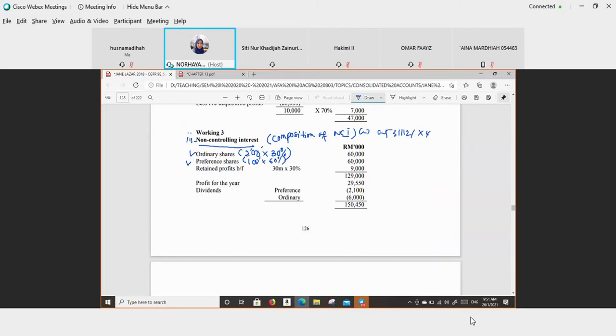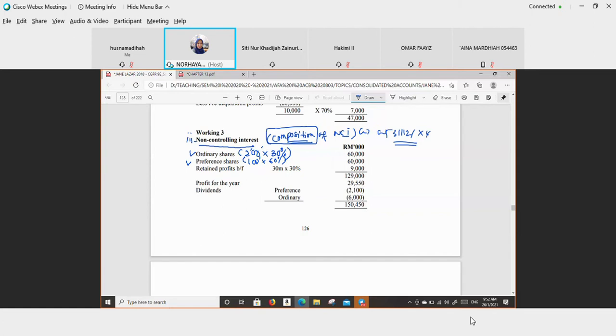Are you following the rest of you? Please respond. Okay, please please respond. Okay, this one non-controlling interest yang bukan dalam COPL tau. Ini ialah composition. Composition tu maksudnya elemen lah. Element in non-controlling interest as at the year end.